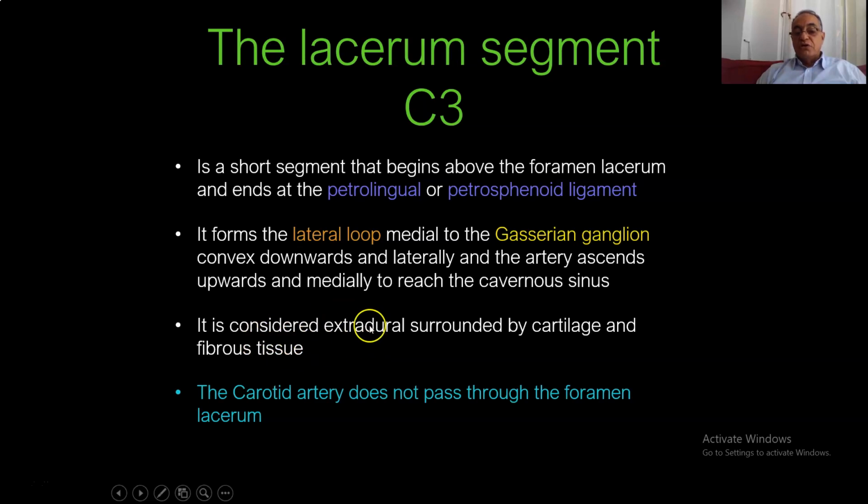So up to here we consider the carotid did not pierce the dura, did not reach the cavernous sinus. The lateral segment is an extradural segment surrounded by cartilage and fibrous tissue. The carotid artery does not pass through the foramen lacerum. Please pay very good attention, everybody, because some believe that the carotid passes through the foramen lacerum. No. It contains the cartilage, and nothing passes through the foramen lacerum, maybe sometimes an emissary vein, but the carotid is above the foramen lacerum, and it does not pass through it.